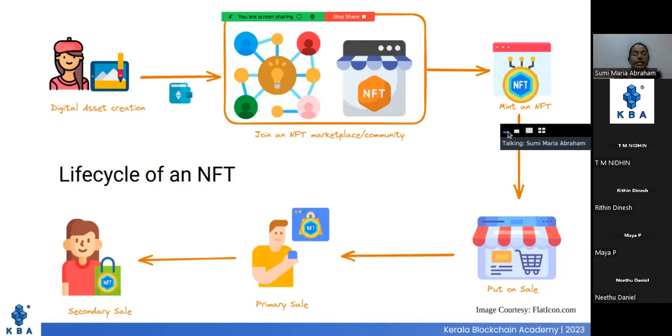Now we have a primary sale, where someone tries to buy a freshly minted NFT. Whenever I say NFT, just remember it is just a representation of the ownership of a digital asset. So that will be the primary sale: someone directly buying it from the creator. And this primary buyer can resell it. That is something we call a secondary sale. He can resell it to another person, that person can again resell it, and so on. So typically this is the life cycle of an NFT.